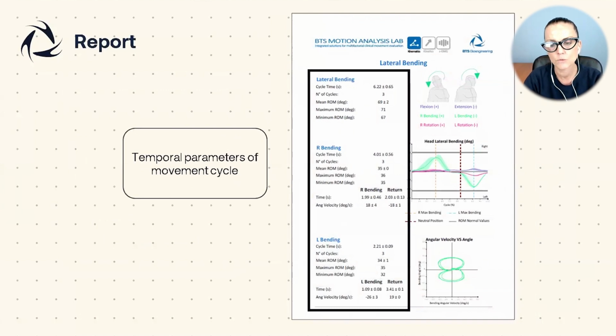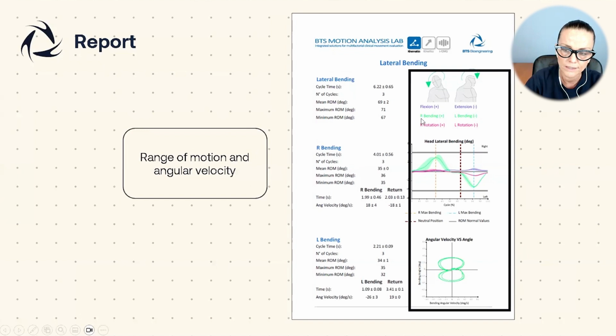Now, let's take into account one page, for example, this one related to the lateral bending movement, and let's describe the content. In this area, the temporal parameters are reported, and in this other area, we find two graphs. The first one related to the joint angle normalized to the movement cycle, and the second one related to the relationship between joint angle and angular velocity.